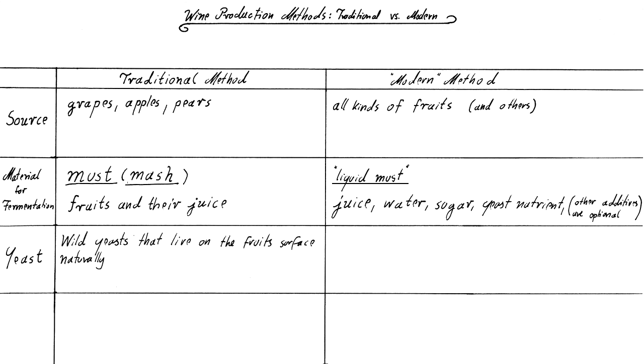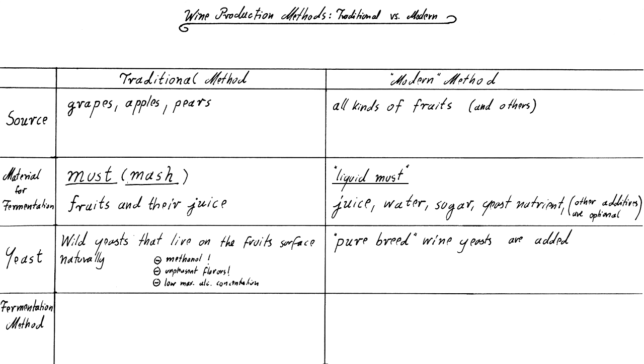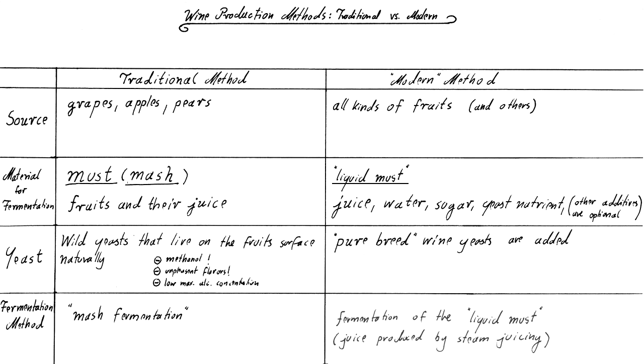A more modern approach is to use a sterilized must and add pure-bred wine yeast to it. Why would you do that? Well, some wild yeasts produce toxic methanol, unpleasant flavors, and are less able to survive high alcohol concentrations inside the must, meaning that the possible maximum alcohol concentration will be lower. The fermentation method in which a mash is used could be called mash fermentation, while I will use a method by which a liquid must is fermented, which is based on fruit juice that is produced by a method called steam juicing.